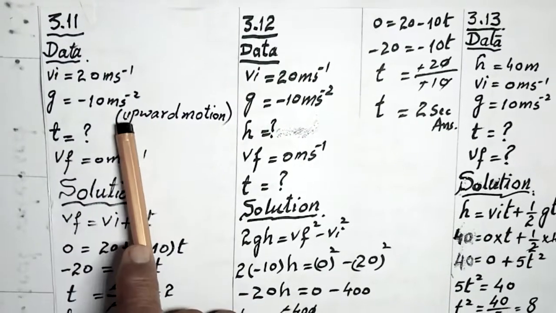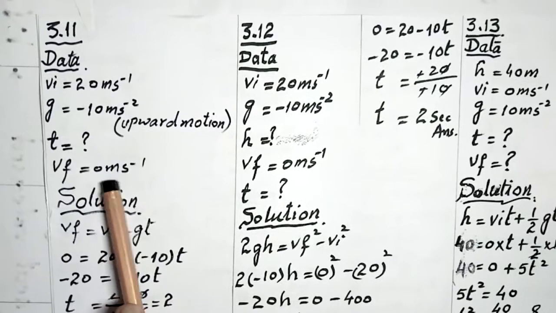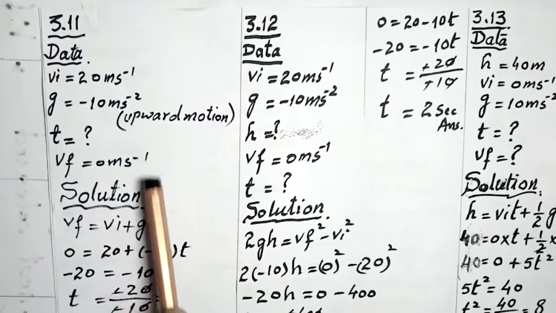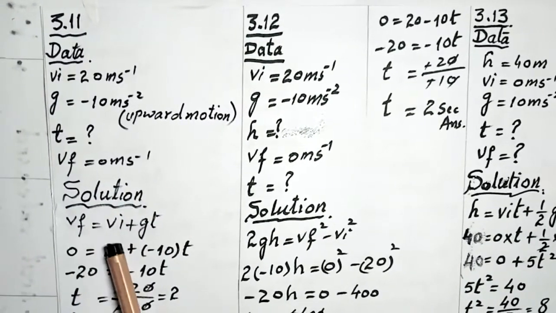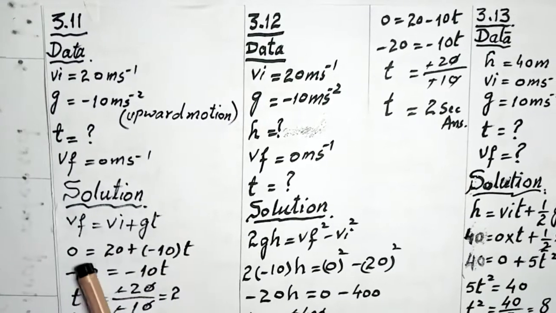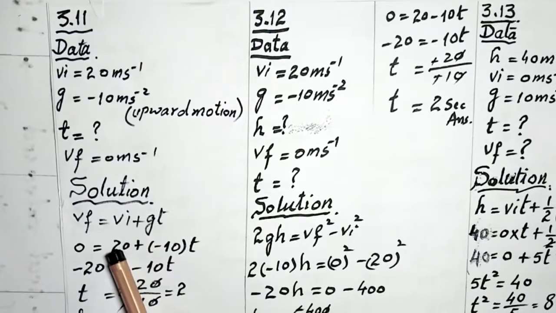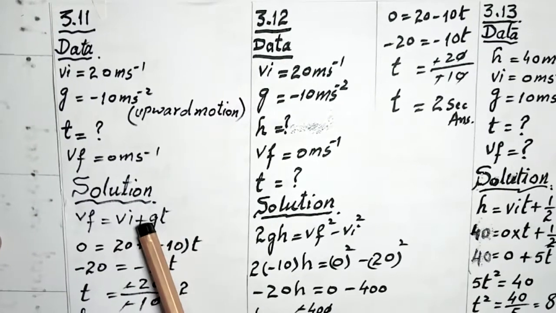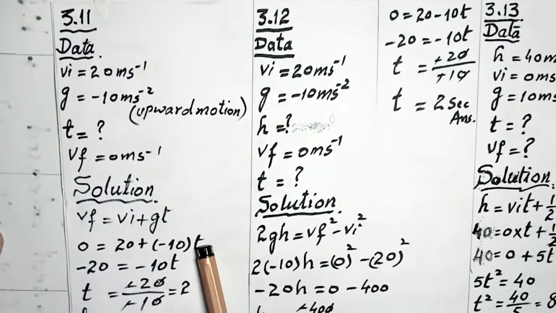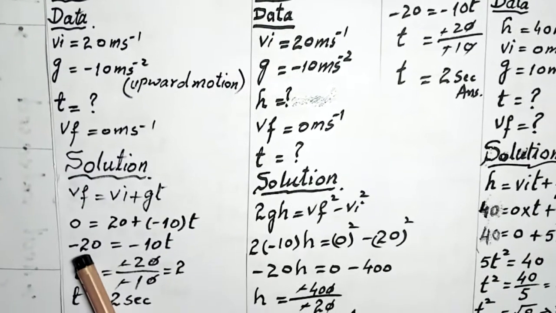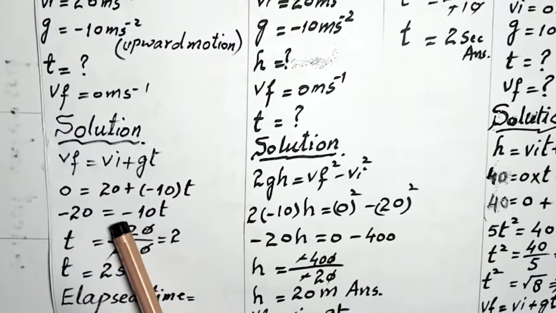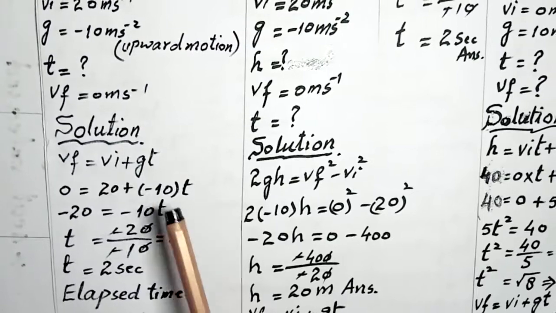T you have to find out. Vf is equal to 0 meter per second. Now Vf is equal to Vi plus Gt. Instead of Vf you will write 0, Vi is equal to 20 and G is minus 10 and T is multiplied. So minus 20 is equal to minus 10 T.